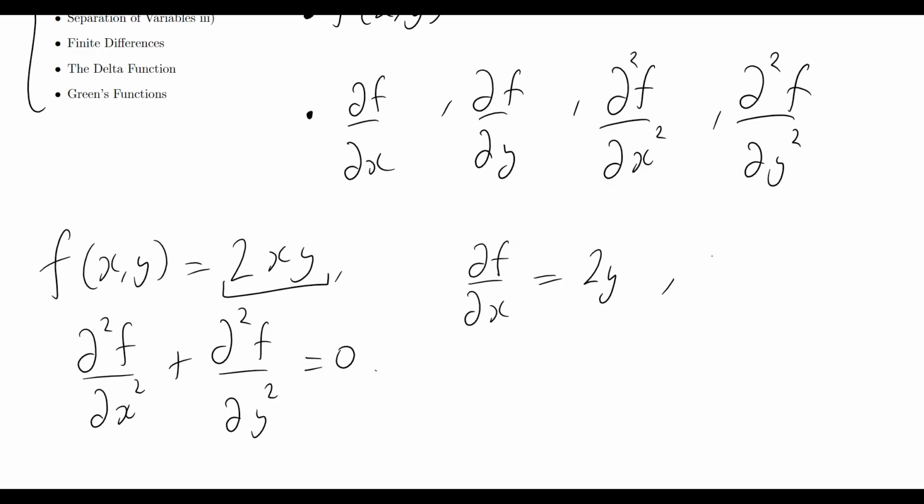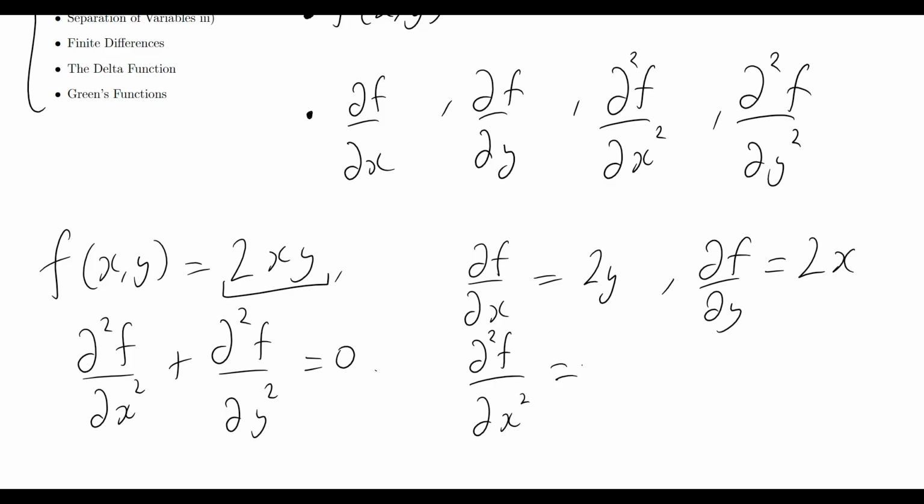Okay, let's see if we can do df dy. And again, now we're going to be treating x as a constant. So now that will become 2x. Okay, fantastic. So let's now find the second partial derivative of f with respect to x.